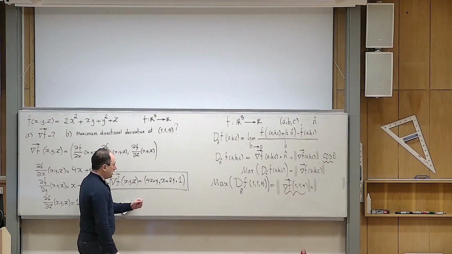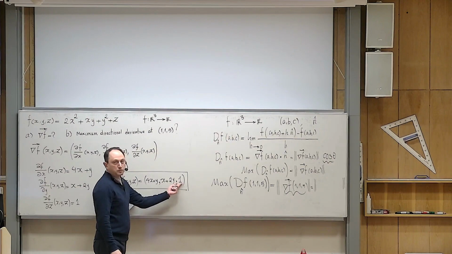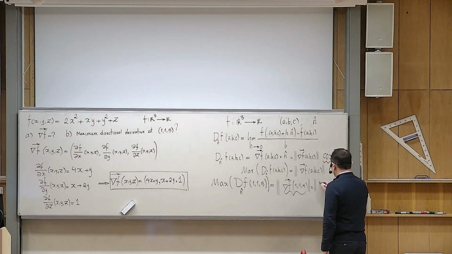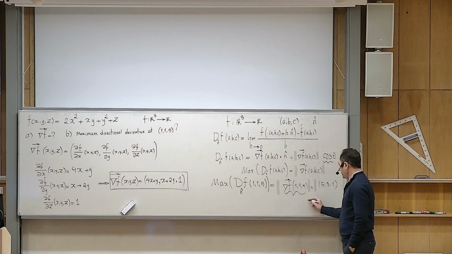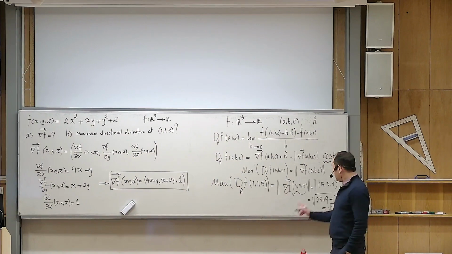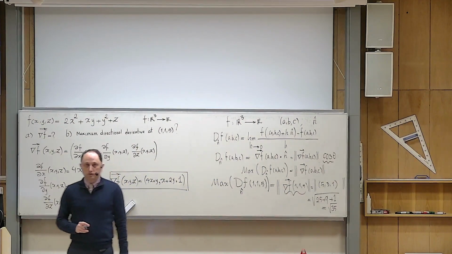If I replace x and y with 1, this becomes 5, this becomes 3, and this becomes 1. So 5, 3, and 1. So this is nothing except the vector (5, 3, 1). And I want to find the norm of this vector. So this becomes the square root of 5 to the power of 2 plus this to the power 2 plus this to the power 2. So if you calculate that, it becomes the square root of 35 length units. So that is the maximum possible value for my directional derivative.